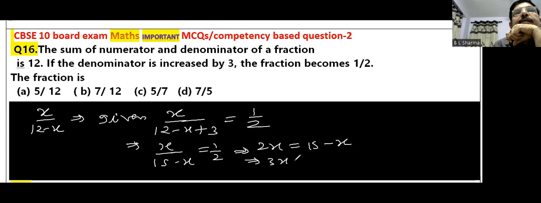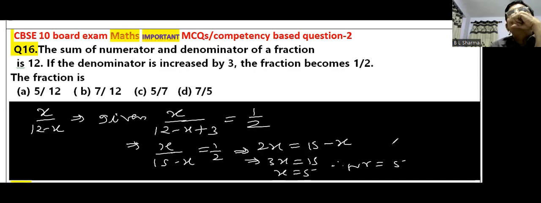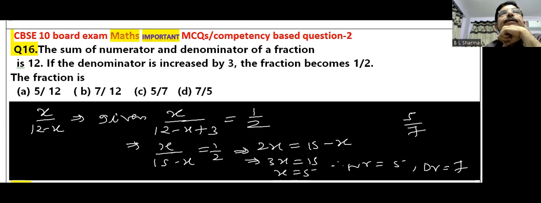So that is 3x is equal to 15. So x is equal to 5. Therefore numerator is 5. और देखिए इन दोनों का सम, न्यूमरेटर एंड डिनोमिनेटर दोनों का सम 12 है, तो therefore डिनोमिनेटर will be 7. So fraction will be numerator upon denominator, that is 5/7. So C is the correct option.